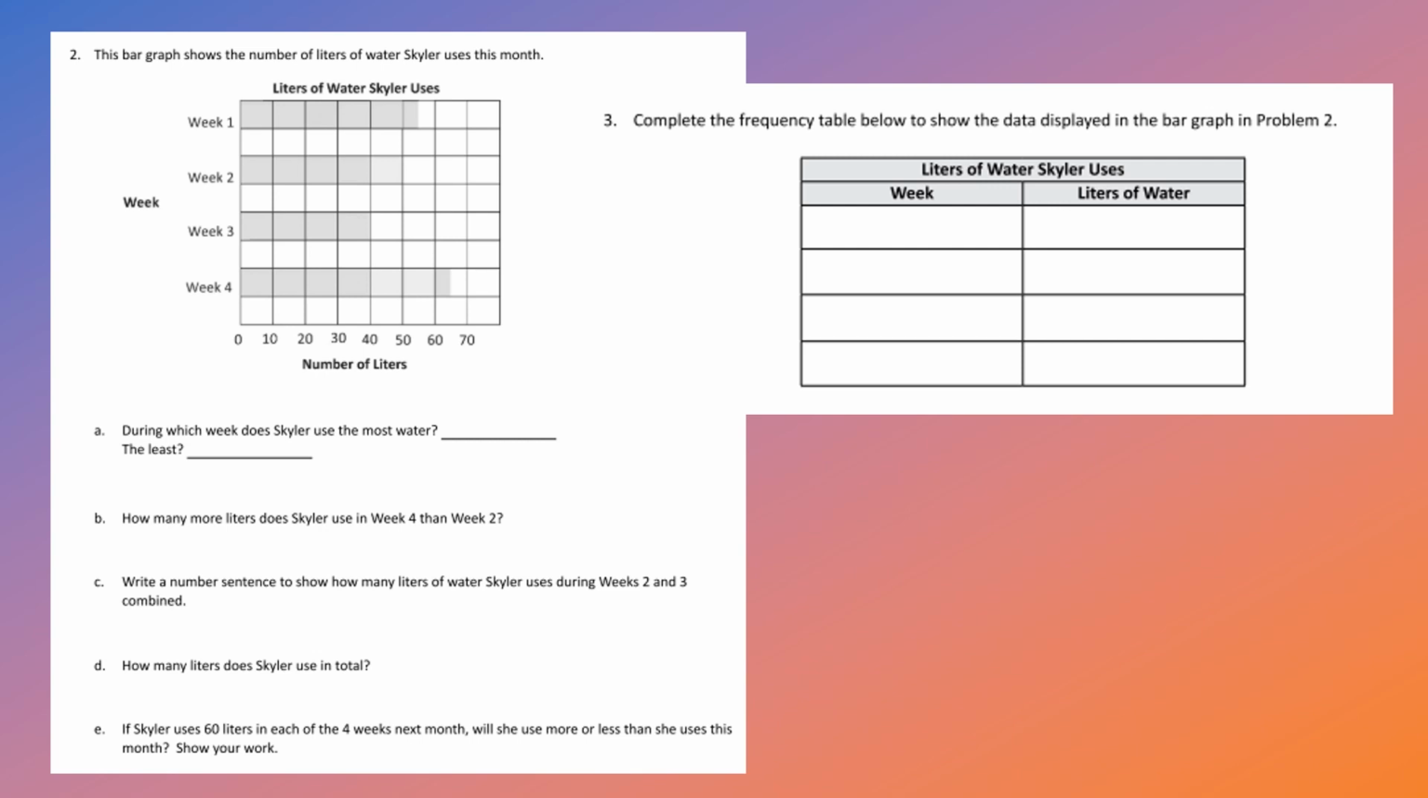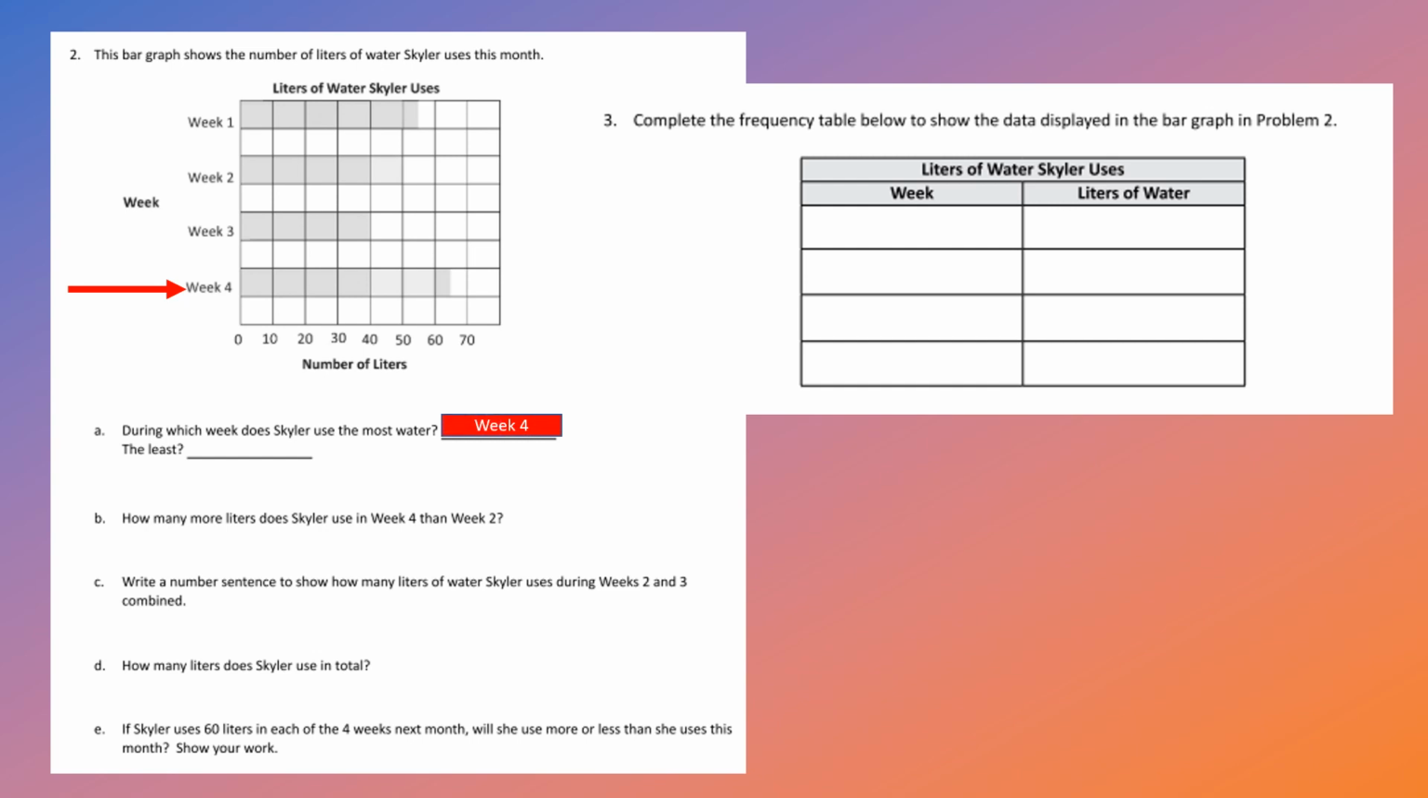All right. Now let's get started with letter A. Letter A says, during which week does Skylar use the most water? So let's look at the bars. Which bar is the longest? That's right, week 4. Week 4 bar is the longest. So that means that she uses the most water during week 4. So in our blank, we're going to write week 4.